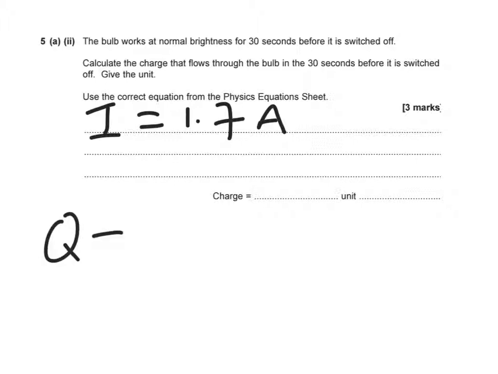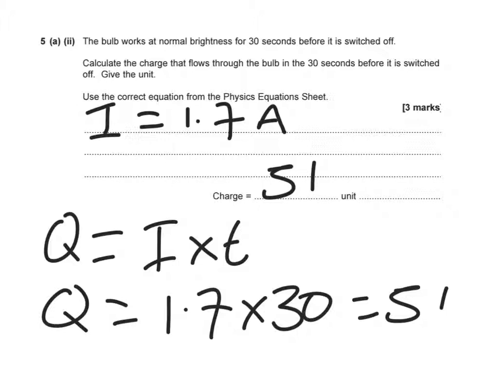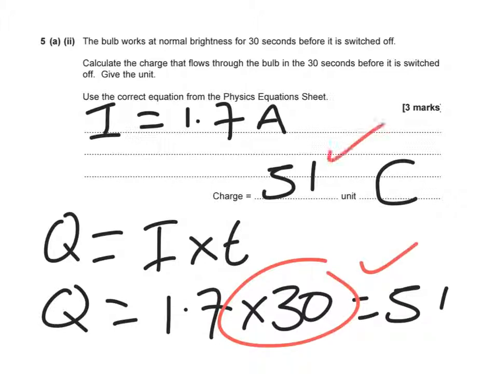And that equation from the equation sheet is that Q equals I times T. Q is charge, I is current, and T is time. So our charge is going to equal 1.7 multiplied by the 30 seconds. That gives you an answer of 51. So our charge is 51. We now need to include the unit, and the unit is coulombs, or capital C. In terms of marks, you get times 30, 1 mark, getting the correct answer of 51, and then getting coulombs, or capital C, is a third.